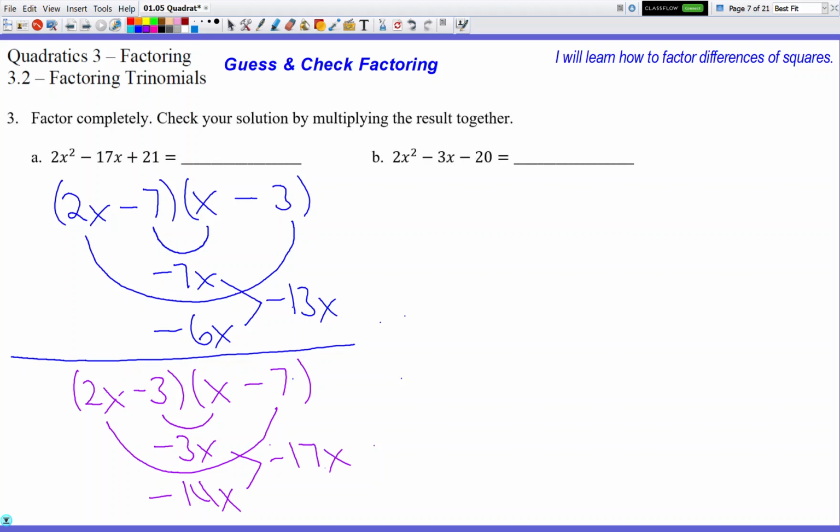So I got it, right? 2x times x, that's 2x squared. That's my number in the front. Negative 3 times negative 7, that's positive 21 in the back. And my inside outside, negative 3x, negative 14x, that's negative 17. That's my middle. So here's my final answer right there.